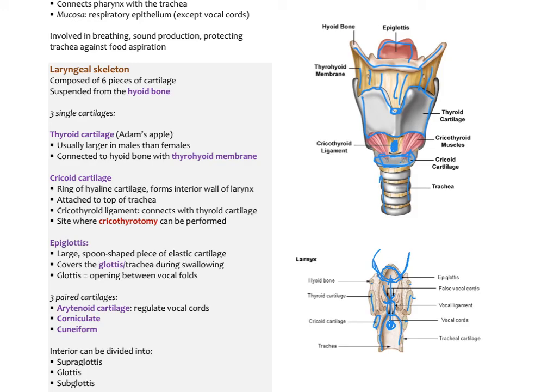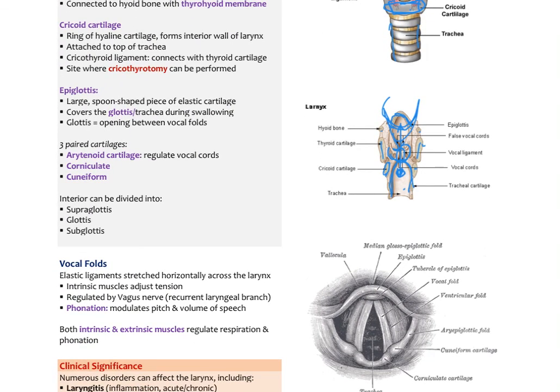Let's see, the three paired cartilages that regulate the vocal cords, so that's going to be inside here deeper, are the arytenoid cartilage, the corniculate cartilage, and the cuneiform cartilage. You don't need to memorize those, but just know those are all part of the laryngeal skeleton. We can divide it into a supraglottal region, a subglottal region, and then the glottis itself, the interior of the larynx. So that is the basic structure there.